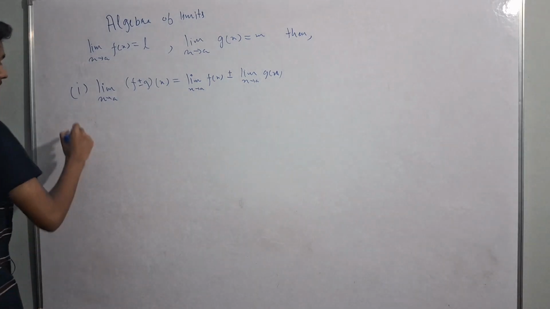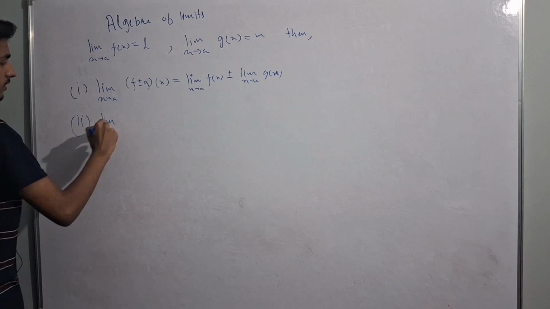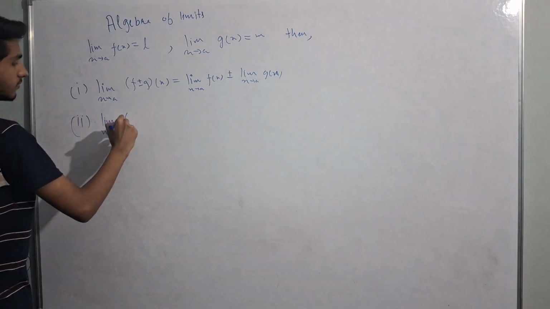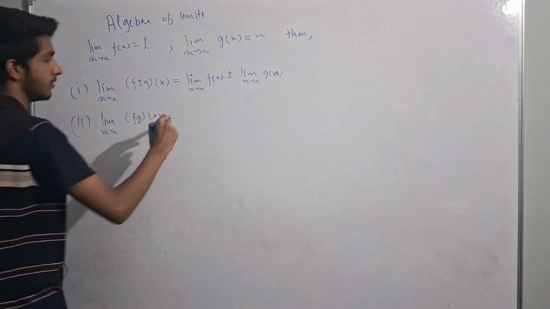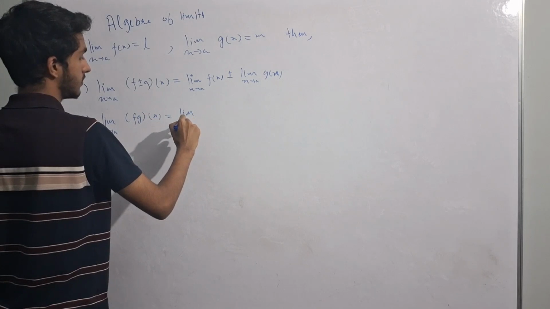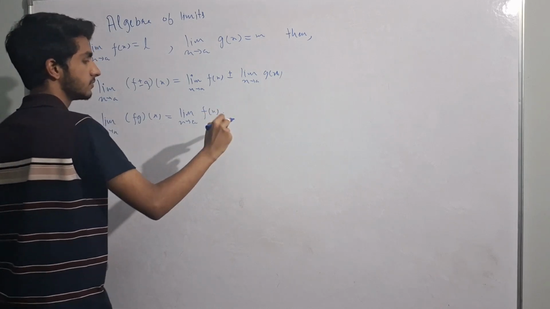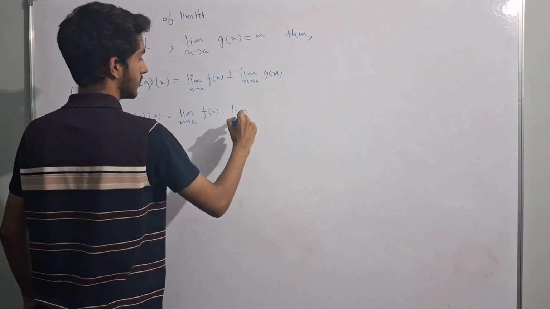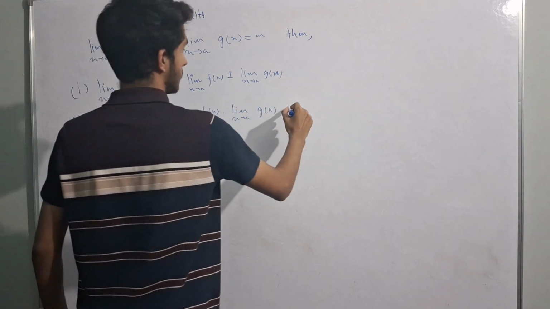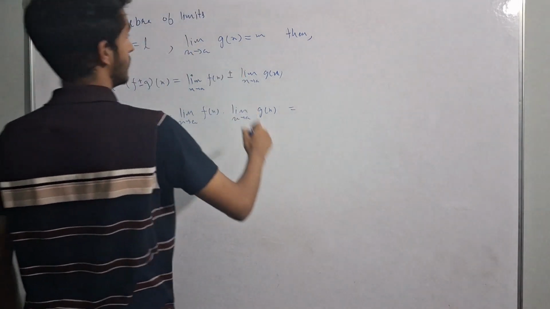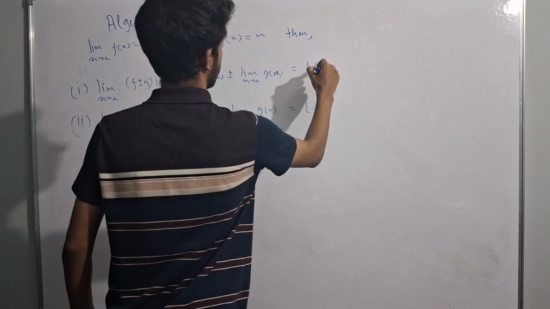And then the second property would be limit x tends to a of f g of x, or f into g of x, is equal to limit x tends to a f(x) into limit x tends to a g(x), and this would be equal to L into m, and this is L plus minus m.